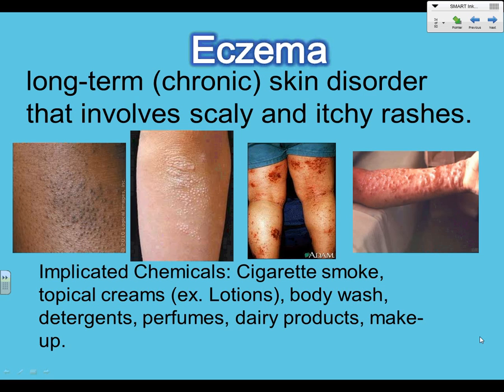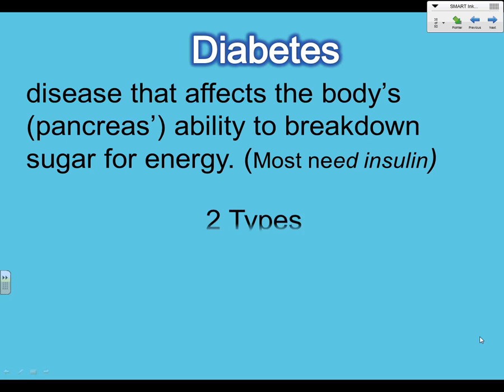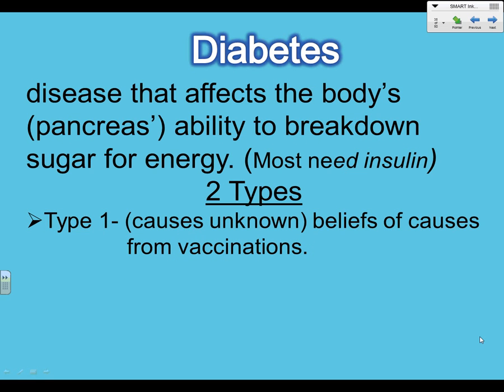Any questions? Any more questions? All right, then the last one. This is a disease that affects the body's ability to break down sugar for energy. So it affects the pancreas. Diabetes. There are two types of diabetes. Lo and behold, first one's called type 1.